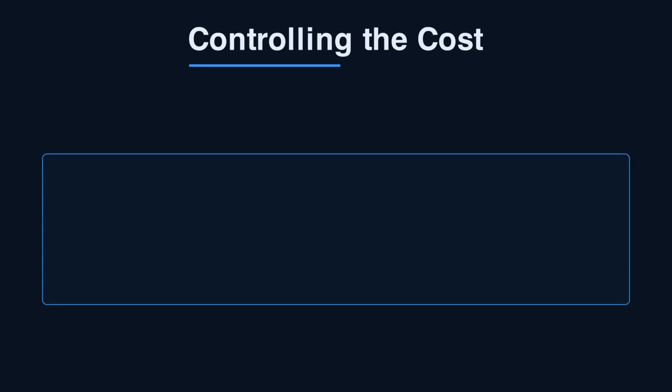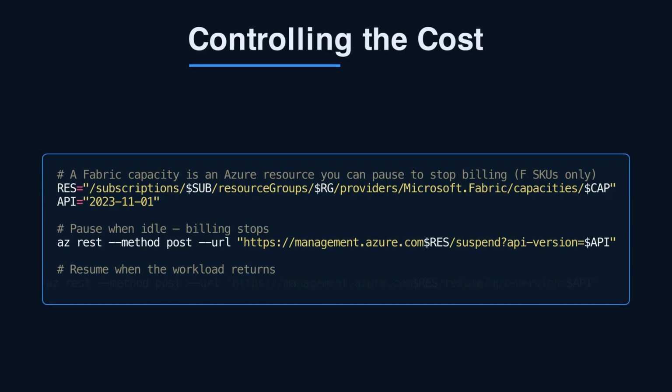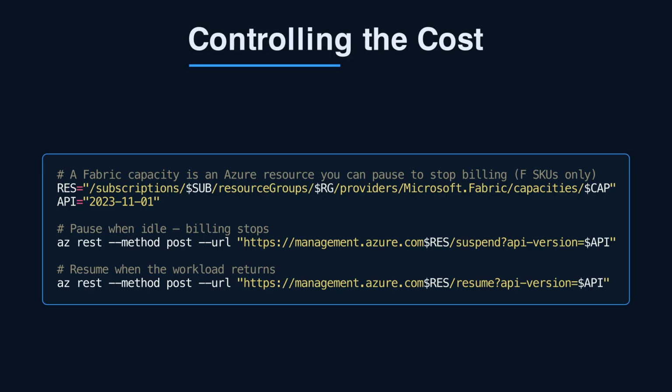Because a capacity is an Azure resource, you control its cost like one. You can pause and resume it from the portal, the REST API, or an automation runbook, and a paused capacity stops billing. Reserve it for a steady discount, or run it pay-as-you-go for bursty work. Here is the pause and resume call you would automate.